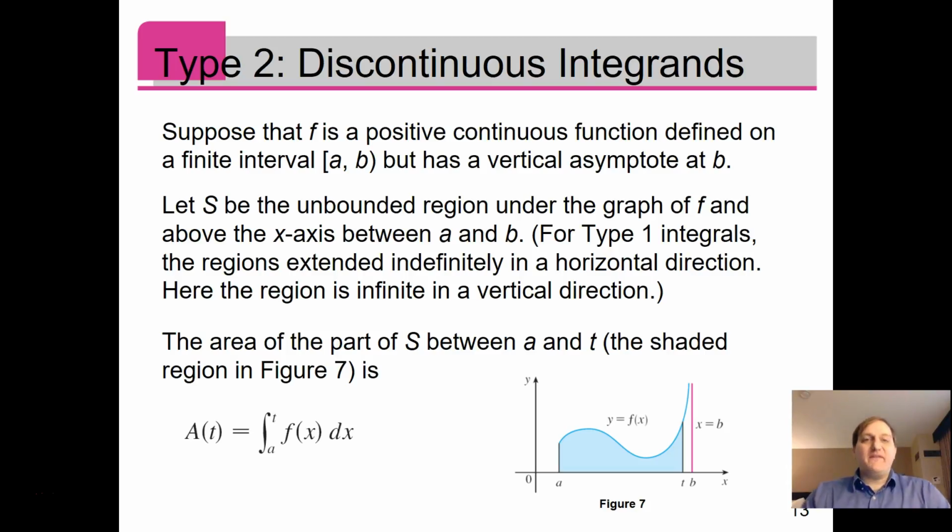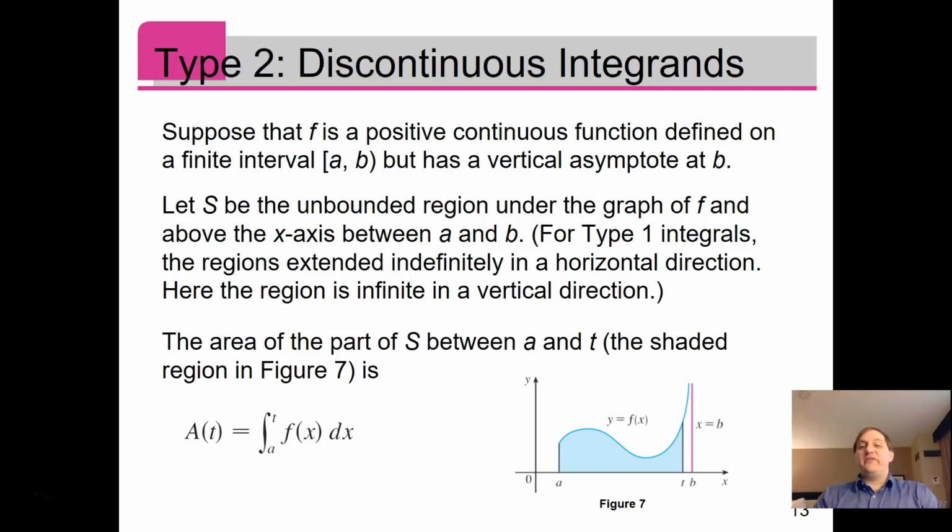So we're supposing that f is a positive continuous function defined on a finite interval with a vertical asymptote at the endpoint. Now, we don't actually have to have the vertical asymptote at the endpoint. If it's in the middle, as you'll see, we'll just split it like we did before. But it's just easier for the purposes of defining it to say that the asymptote's at the endpoint.